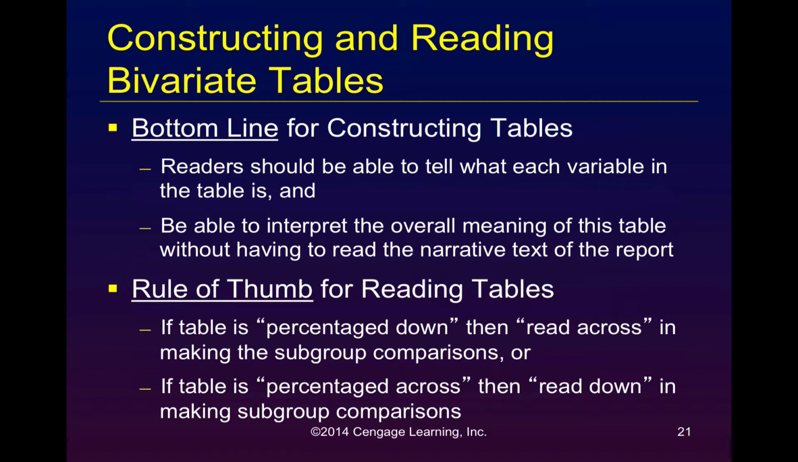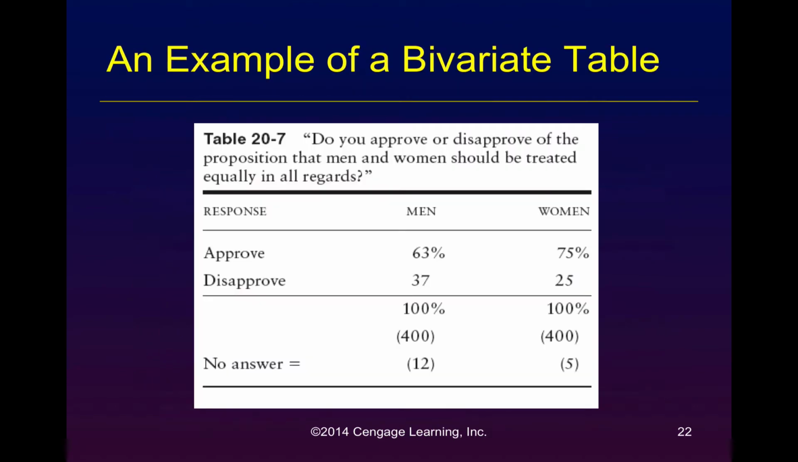Similarly, when you use a table, you don't re-explain it all in the narrative. The rule of thumb that Rubin and Babbie state in the slide regarding percentage down, reading across, would drive you crazy without an illustration. So here's that illustration, slide 22. This would be an example of a percentage down, read across style of a bivariate table.